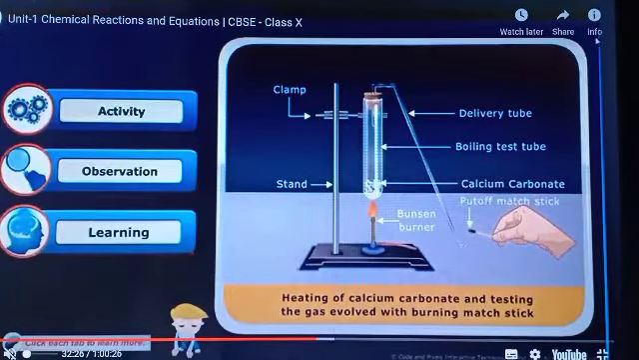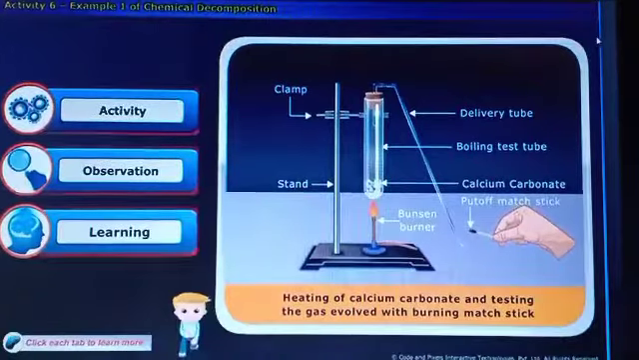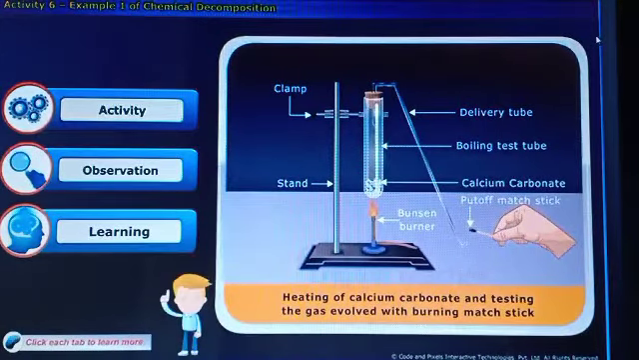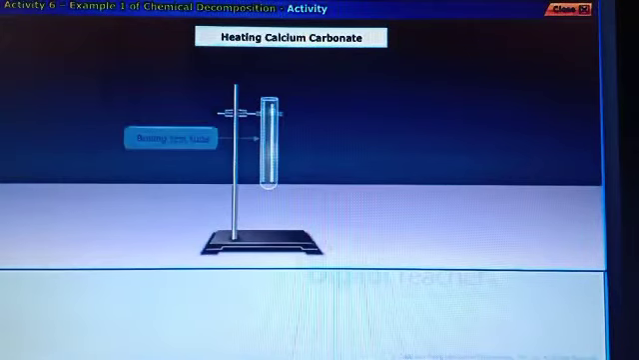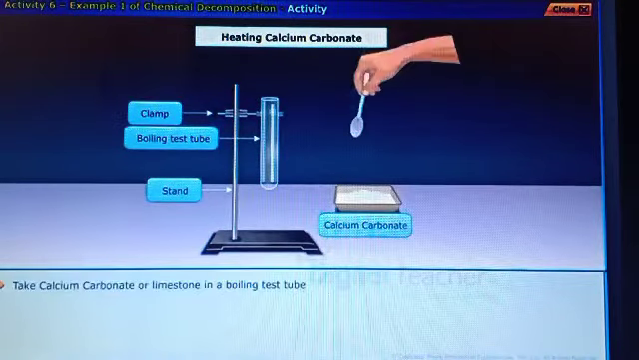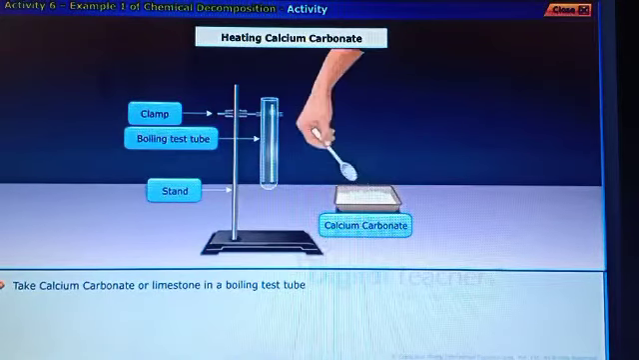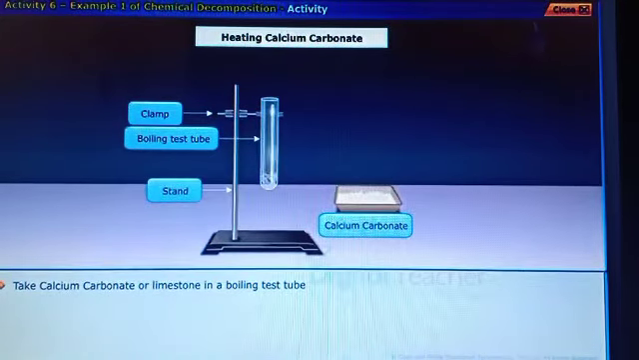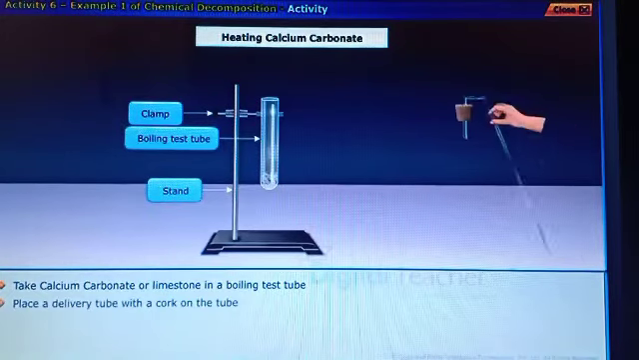Now let's see another activity in which we see the heating of calcium carbonate and testing the gas evolved with a burning matchstick. Let's see the activity of this burning effect. For that, take some calcium carbonate or limestone in a boiling test tube.